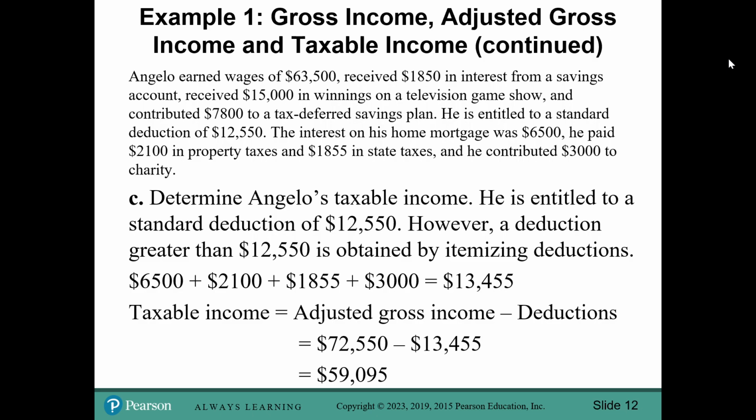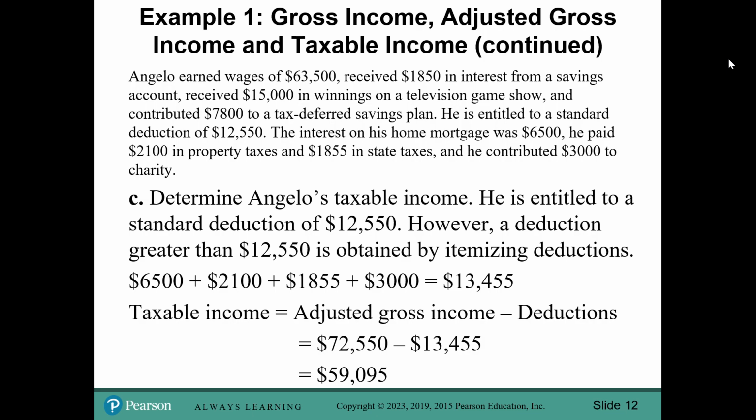Now, we want to determine Angelo's taxable income. He is entitled to a standard deduction of $12,550. However, a deduction greater than $12,550 is obtained by itemizing deductions. Okay. Now, let's look at these itemized deductions. You have the $6,500 from his home mortgage, the $2,100 in property taxes, the $1,855 in state taxes, and the $3,000 that he contributed to charity, giving you a total of $13,455 for his itemized deductions.